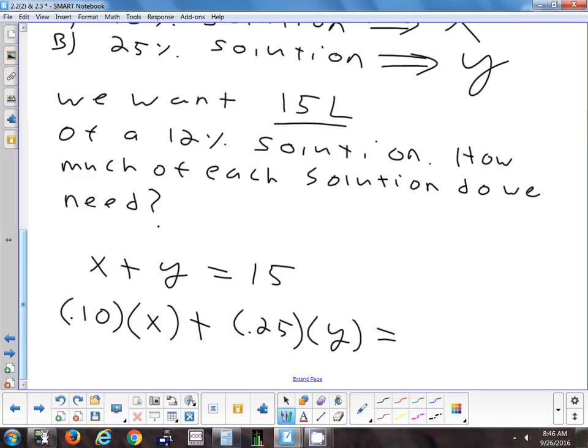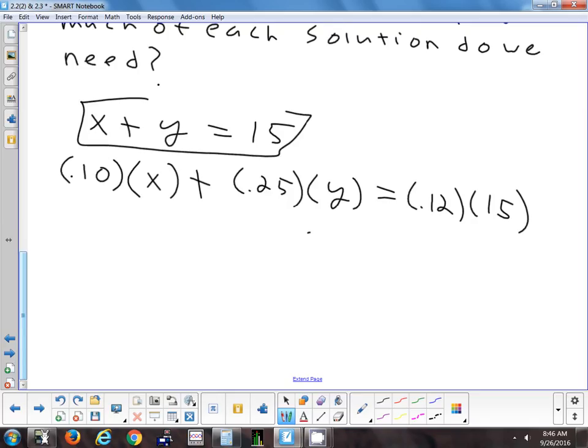12.2. Yep, we're trying to get a 12% solution. And Amanda, what's my final amount? Exactly, 15 liters. Okay, so see how that second equation follows a nice pattern? Concentration times amount, concentration times amount, concentration times amount. Okay, now we can simplify that second equation a little bit.